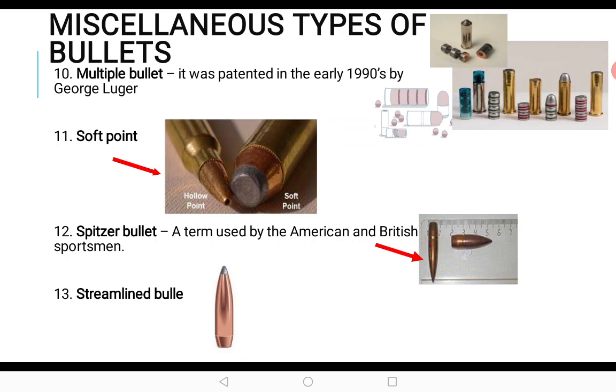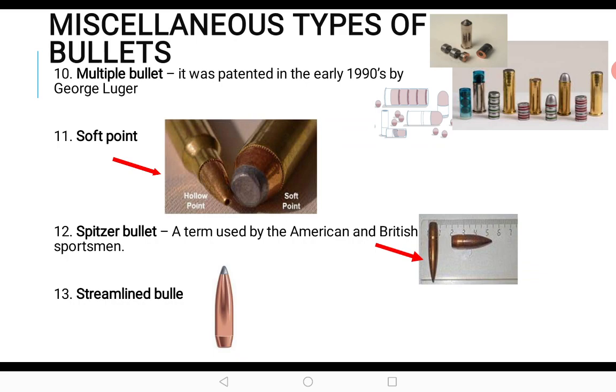Okay, another we have the Spitzer bullet. Okay, that is a term used by the American and the British sportsmen when they refer to a pointed bullet, tinatawag nila itong Spitzer bullet. Basta any pointed bullet, that is a Spitzer bullet. Okay, it is used in small arms and it delivers great long-range accuracy.